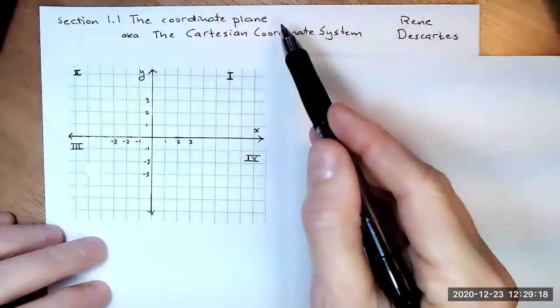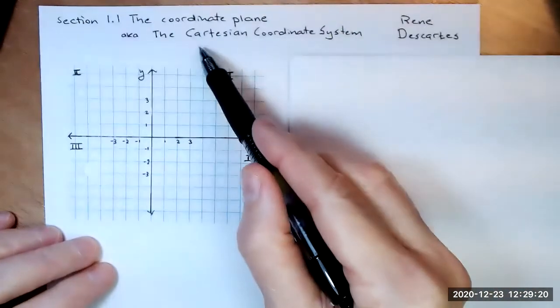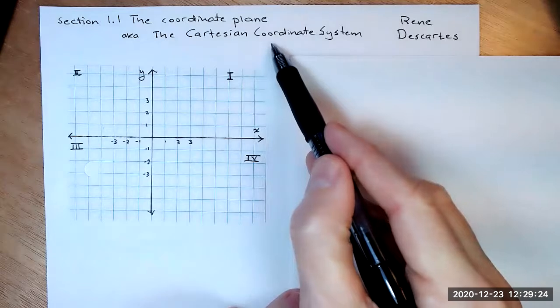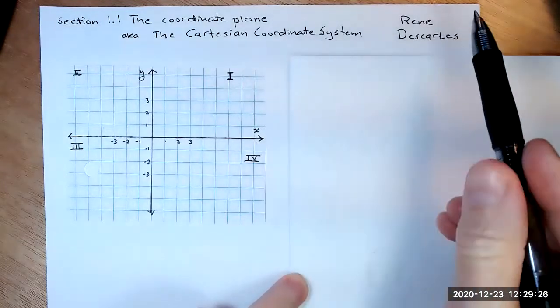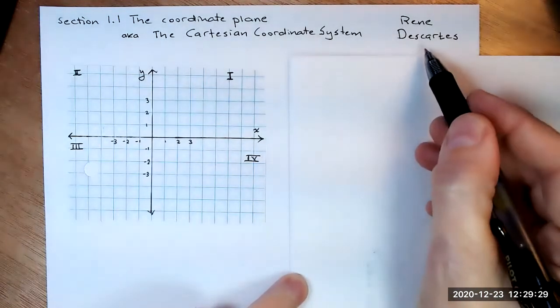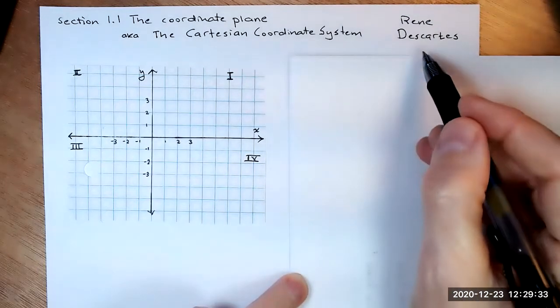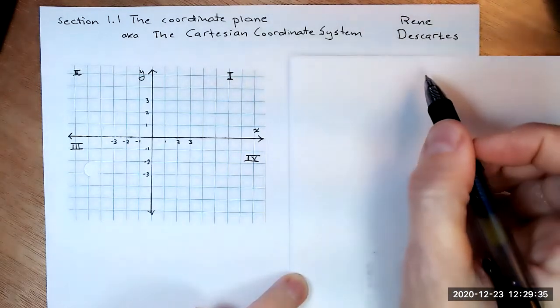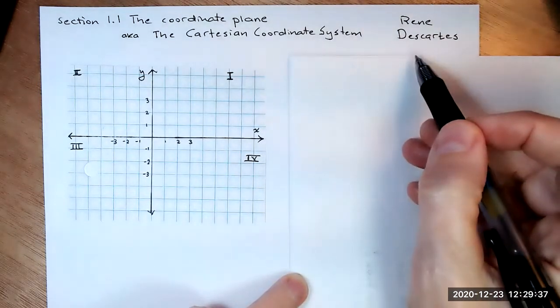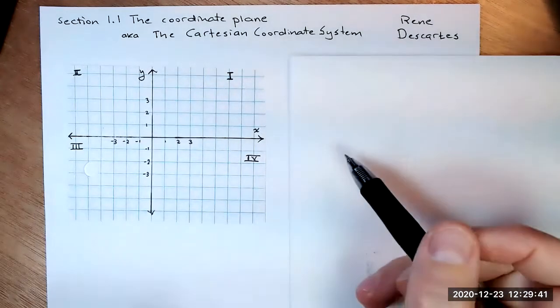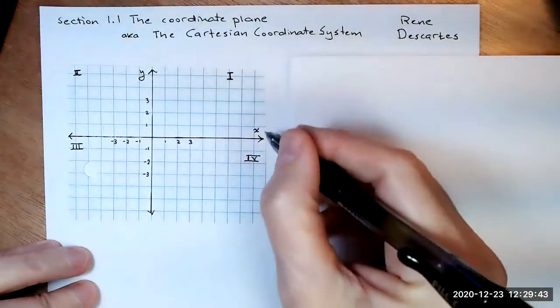All right, the coordinate plane, otherwise known as the Cartesian coordinate plane or Cartesian coordinate system, which is named after the person who is thought to have discovered it, René Descartes, a French philosopher and mathematician. And it is said that he came up with it in a dream. All right, so it's a two-dimensional system.